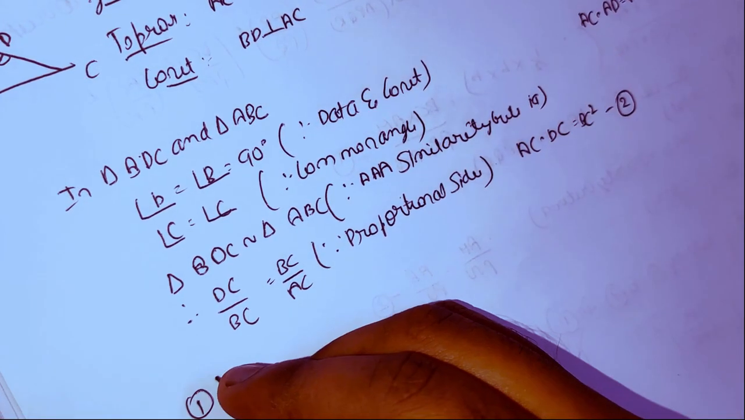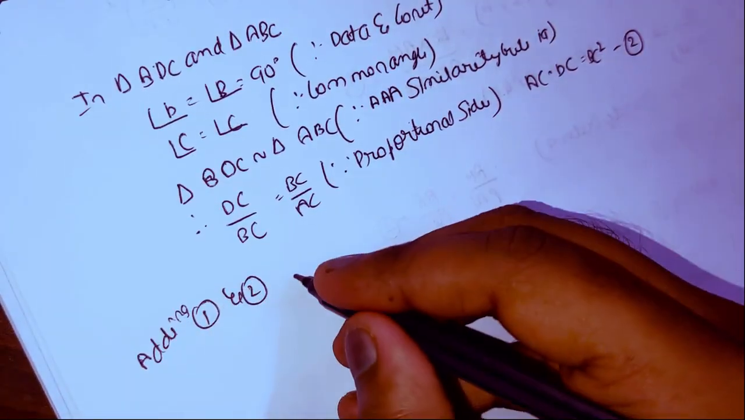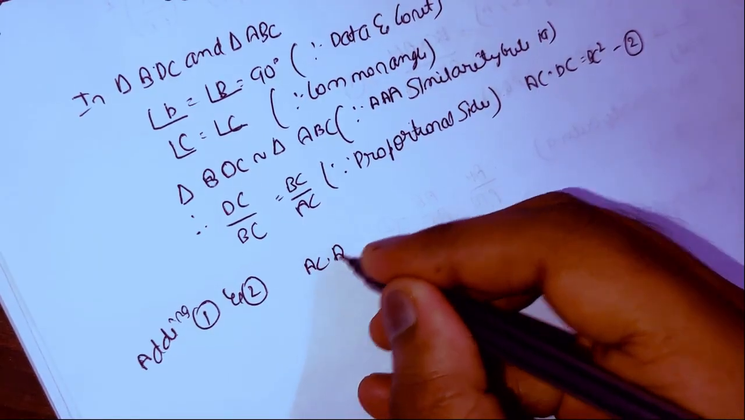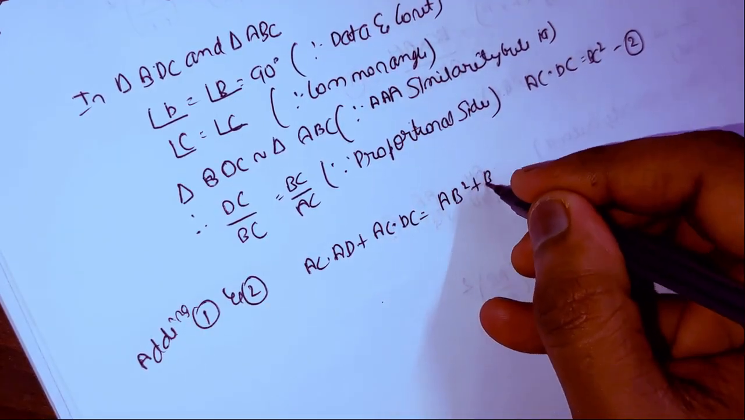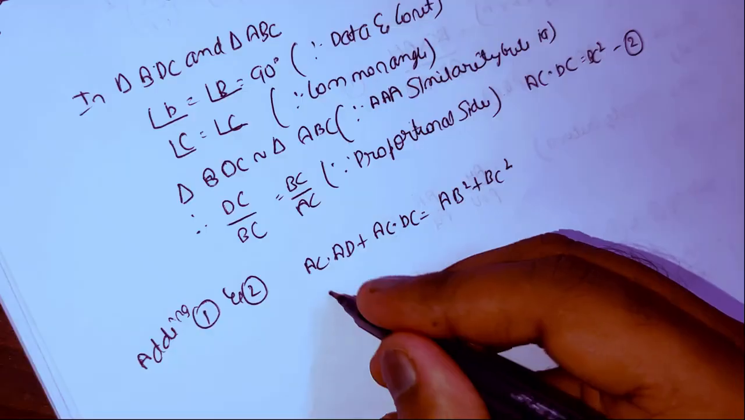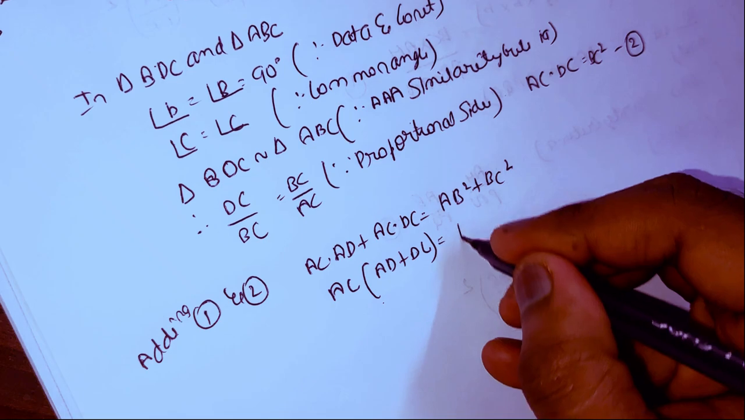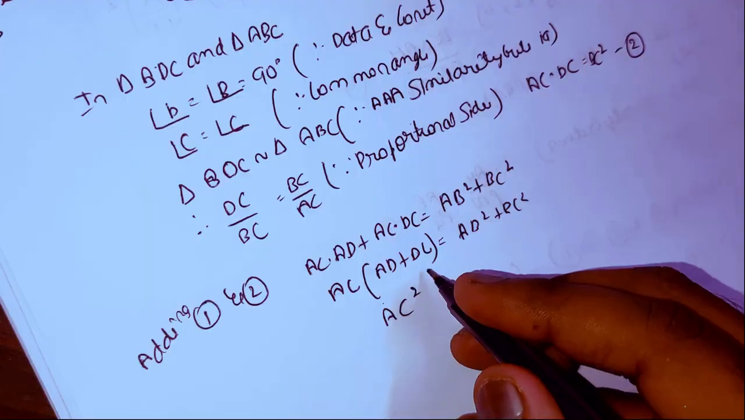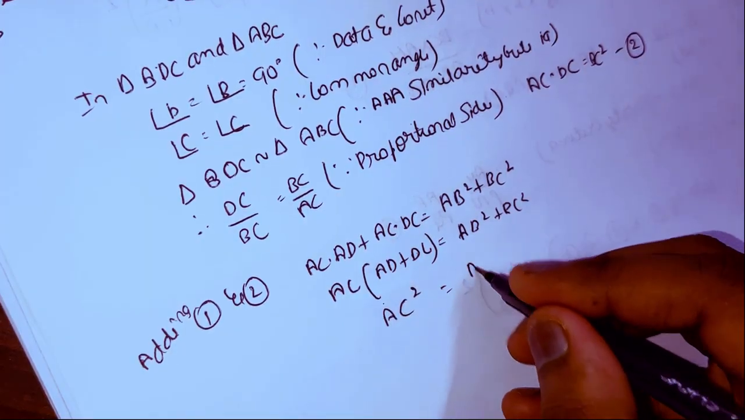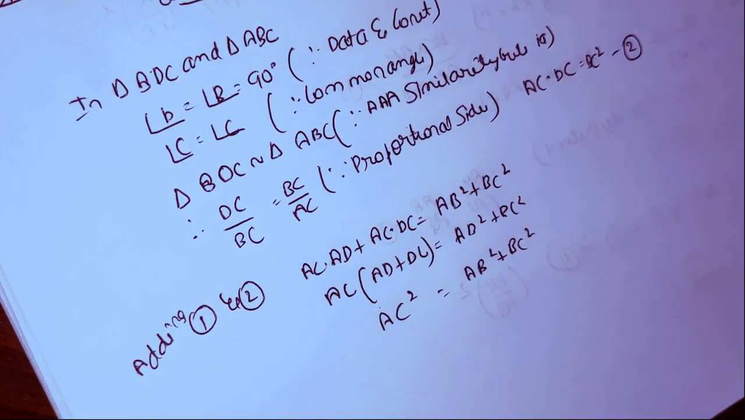Now we will add equation 1 and equation 2. By adding equation 1 and equation 2, we will get AC into AD plus AC into DC is equal to AB square plus BC square. We will take AC common, AC into AD plus DC is equal to AB square plus BC square. AD plus DC is nothing but AC. So AC square is equal to AB square plus BC square. This is the proof of Pythagoras theorem. Now we will move into the 43rd question.